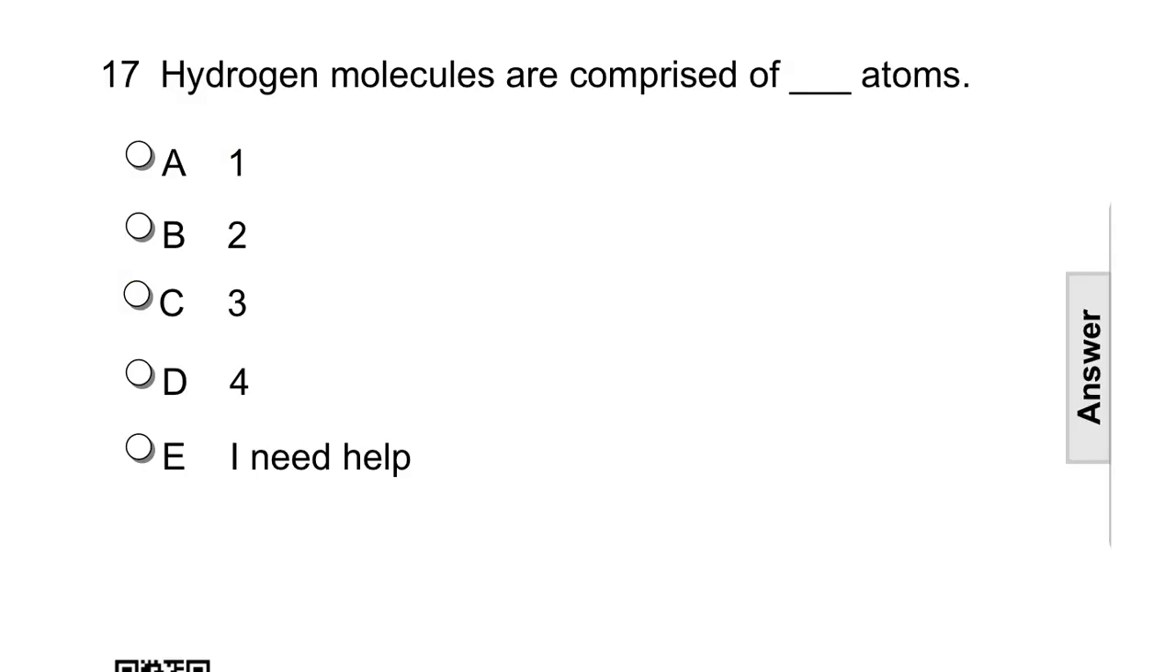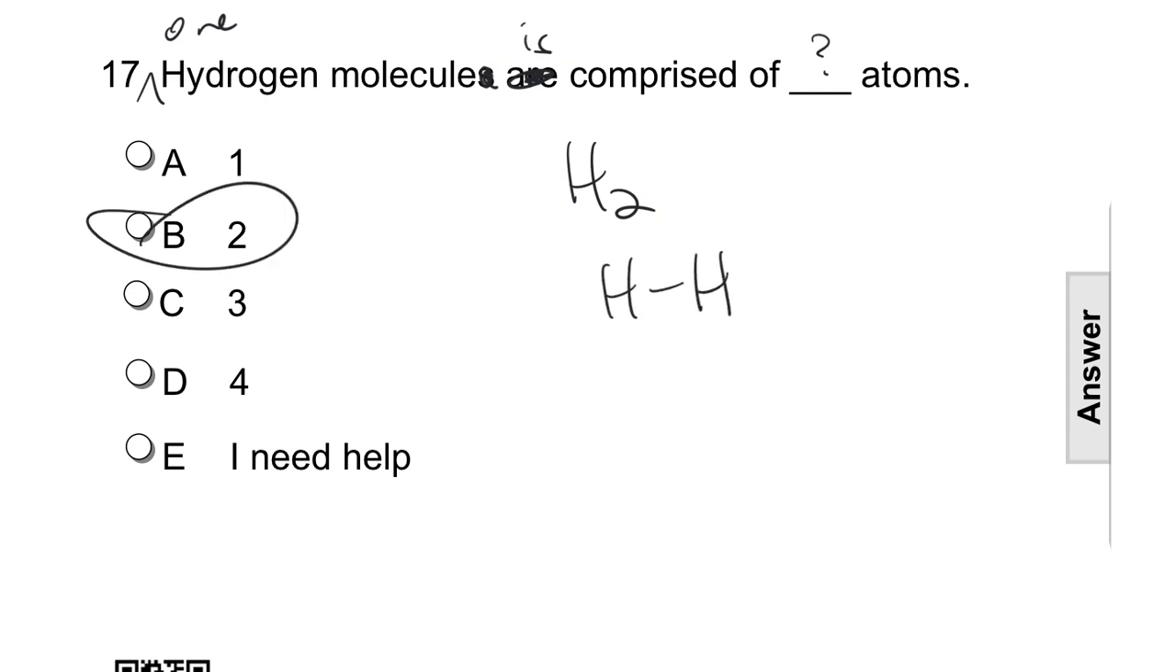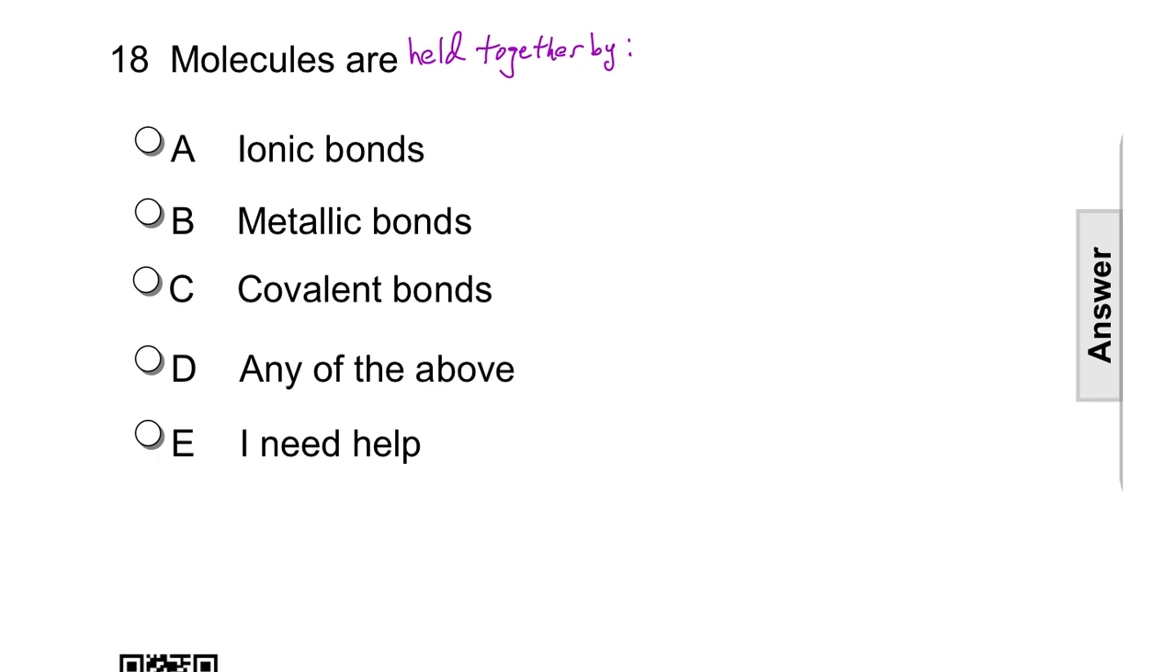Okay, one hydrogen molecule is comprised of how many atoms? Well, one hydrogen molecule is H2. That's 2 atoms of hydrogen. Okay, molecules are held together by covalent bonds.